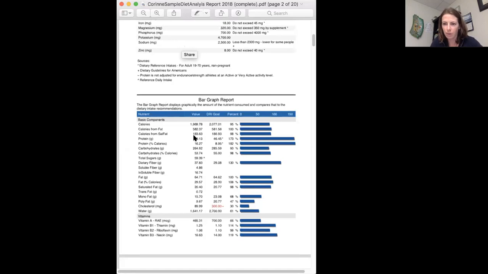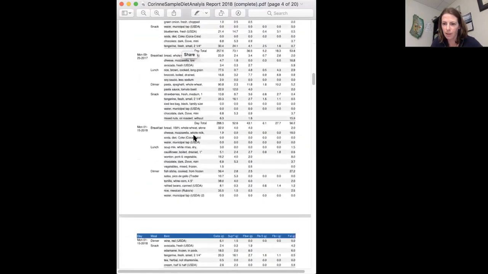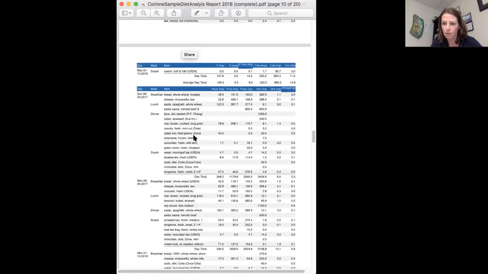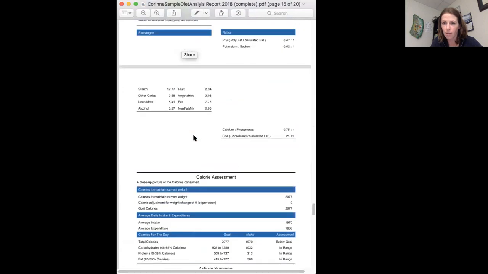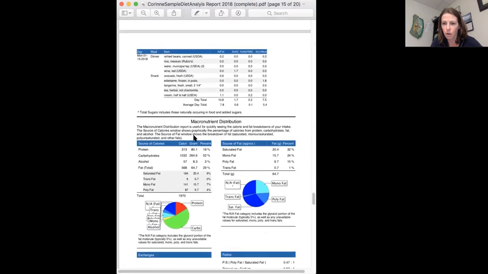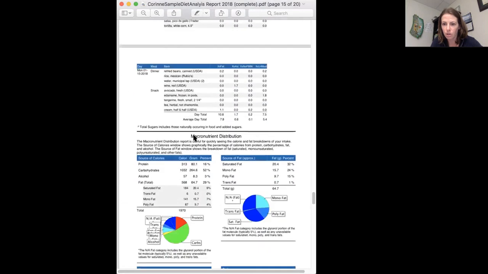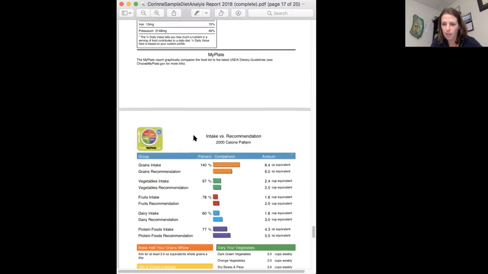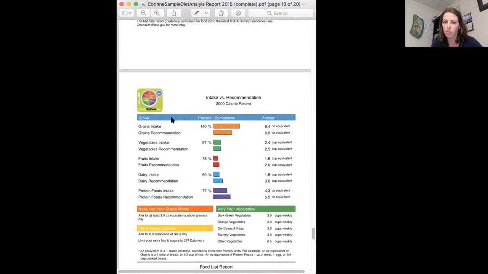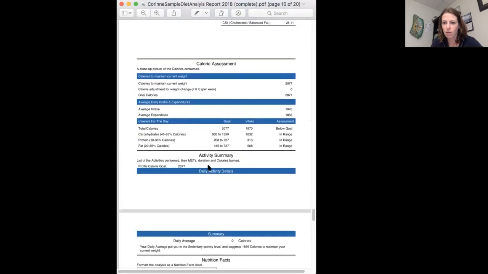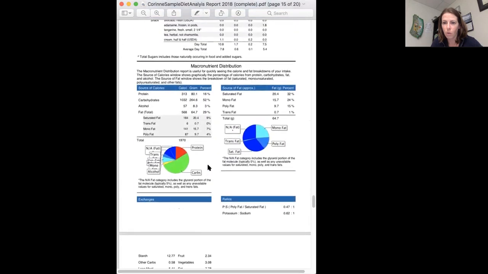Okay, I believe that the screen has switched. So where you're going to find the information for this is near the bottom of your nutrient report. You're going to be looking right here for the different food groups: grains, vegetables, fruits, dairy, and protein, and how close you got with all those. And then you're going to be looking here for percentage of calories that came from protein, carbohydrate, alcohol in my case, maybe not yours, and fat.